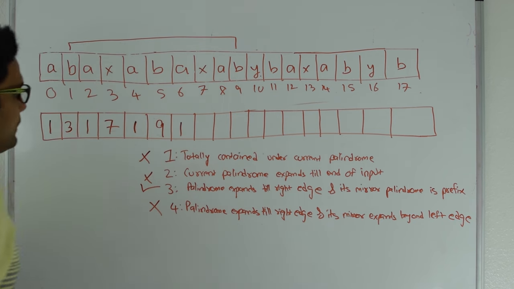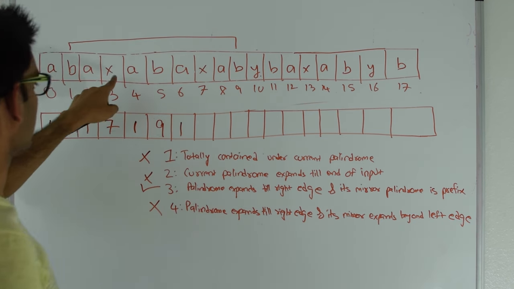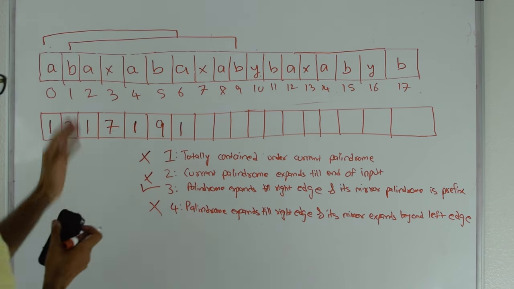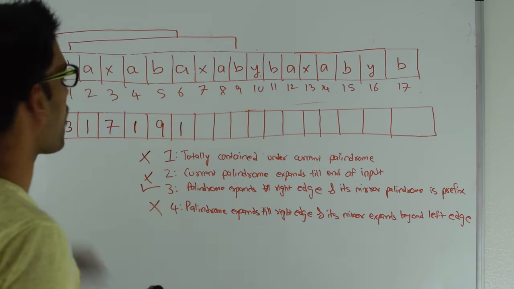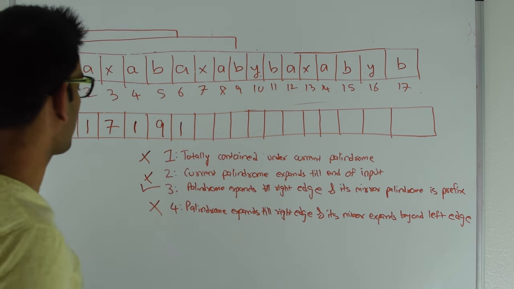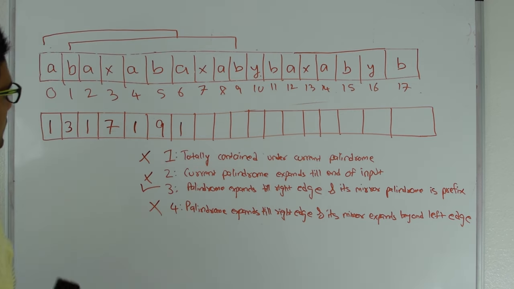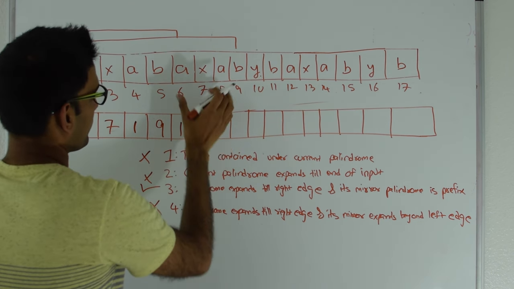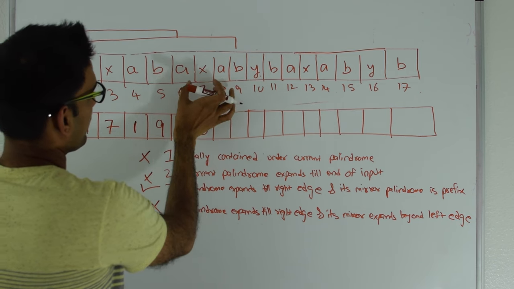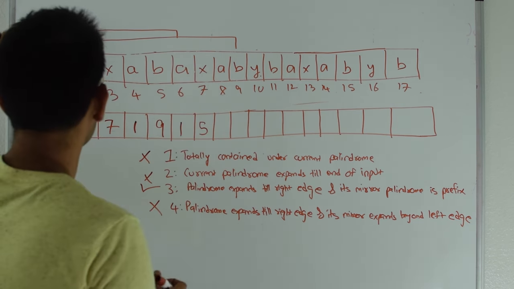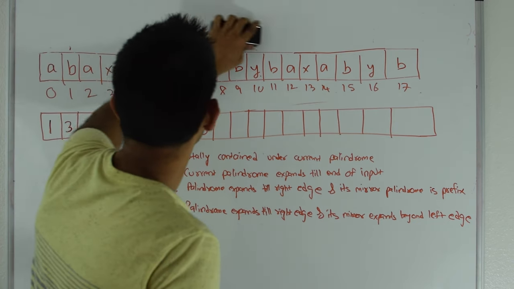This 7. So the palindrome at center X was from A to A. So it was the palindrome at center X was going beyond the current palindrome. So it's not a proper prefix. So we hit a case 4. So X should not be the new center. So we'll put the value 5, which is the maximum size palindrome with the center X. But this guy will not be the new center because it's a case number 4.